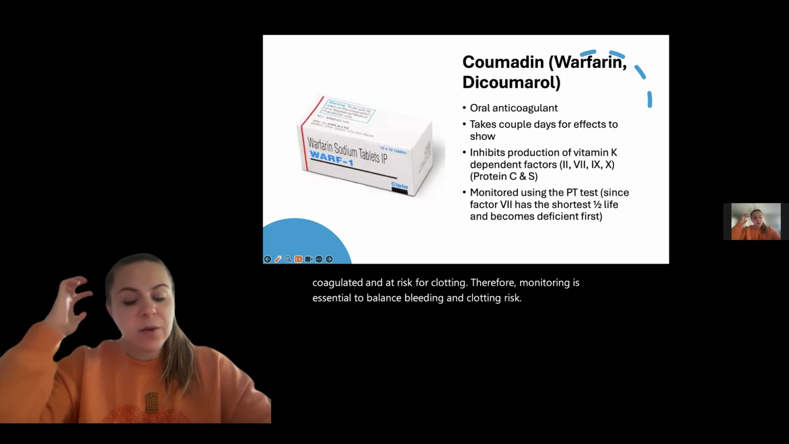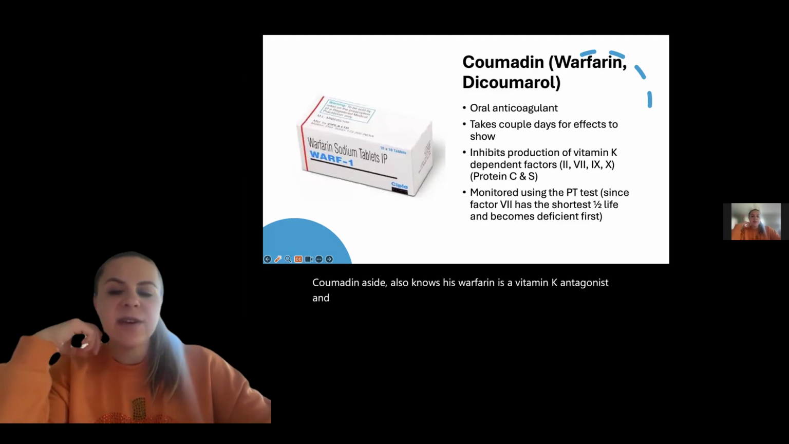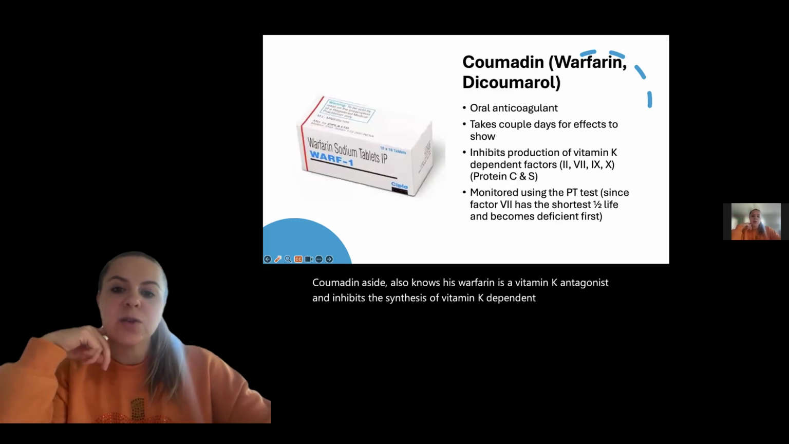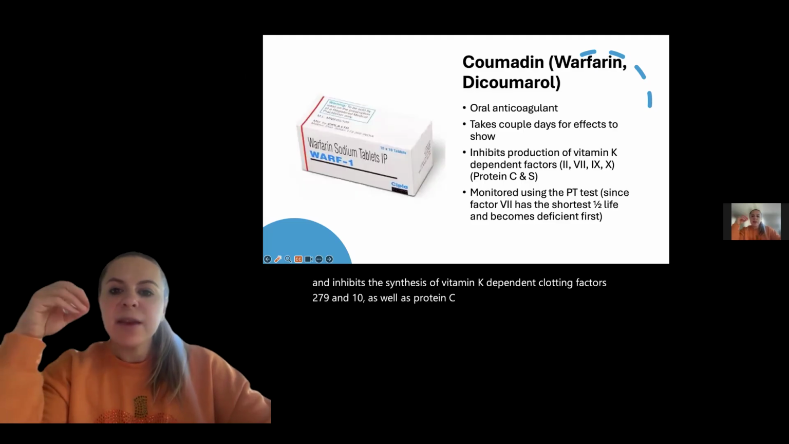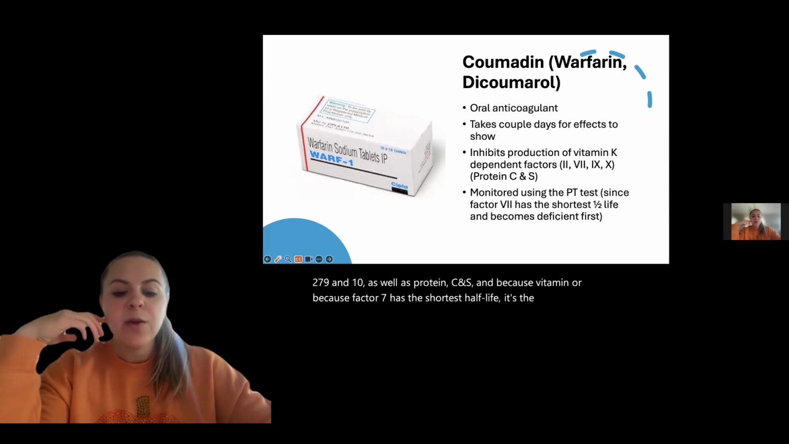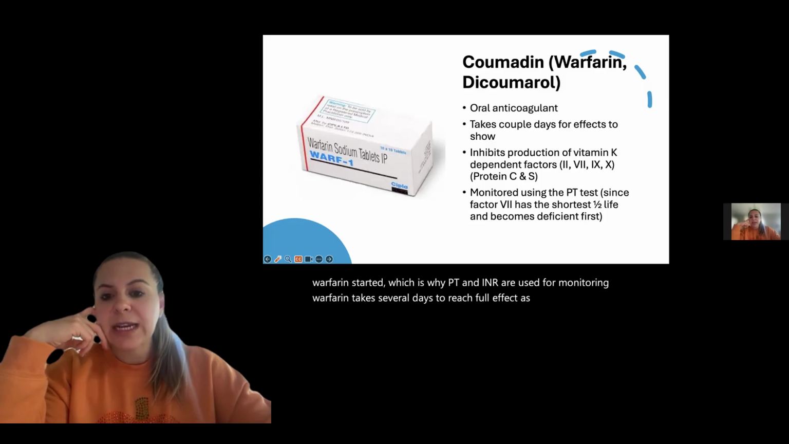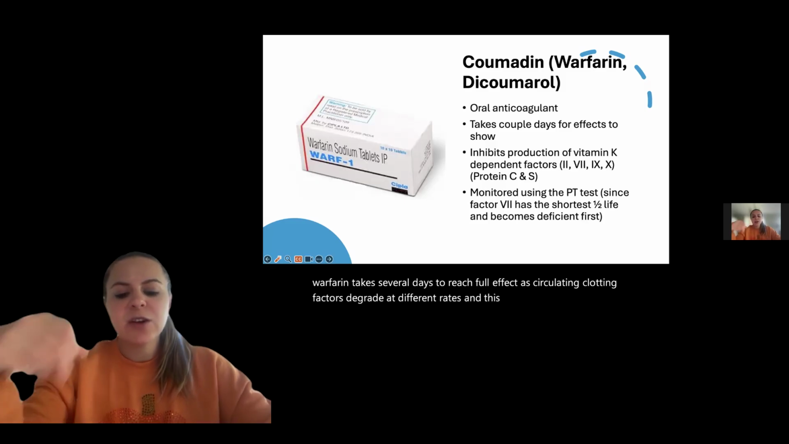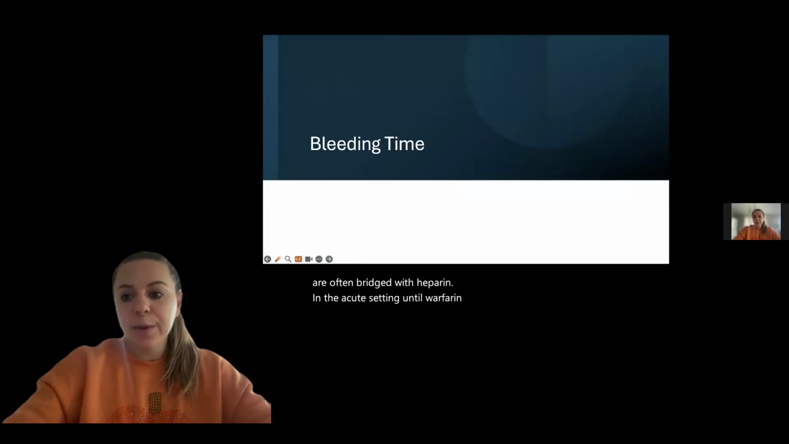Coumadin, also known as warfarin, is a vitamin K antagonist. It inhibits the synthesis of vitamin K dependent clotting factors 2, 7, 9, and 10, as well as proteins C and S. And because factor 7 has the shortest half-life, it's the first to drop when warfarin is started, which is why PT and INR are used for monitoring. Warfarin takes several days to reach full effect as circulating clotting factors degrade at different rates. And this is why patients are often bridged with heparin in the acute setting until warfarin becomes therapeutic.